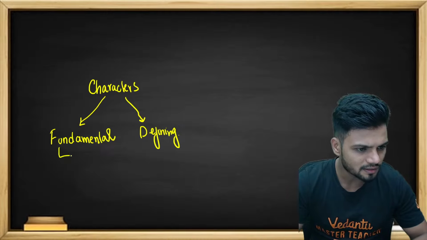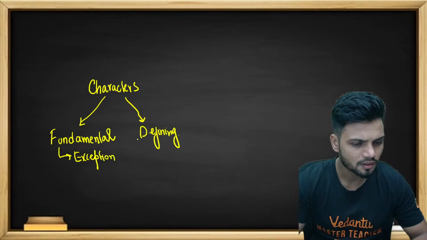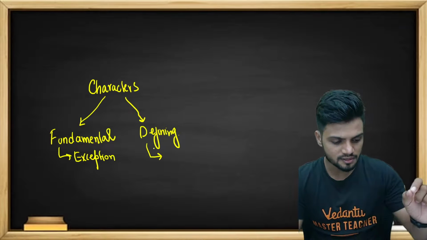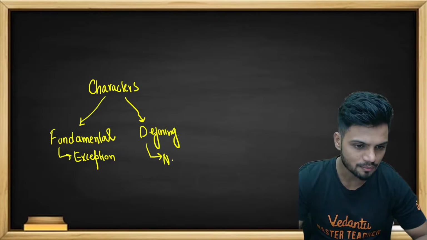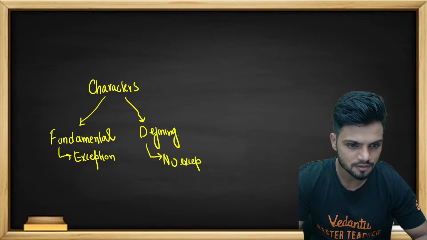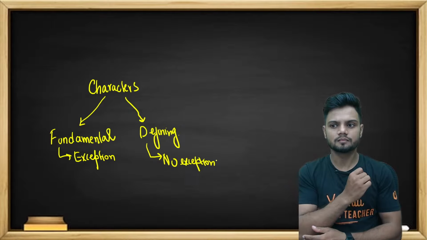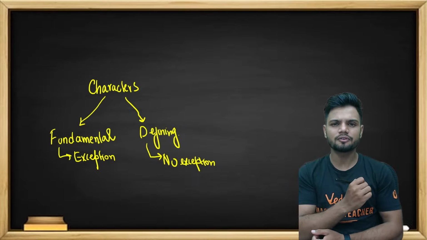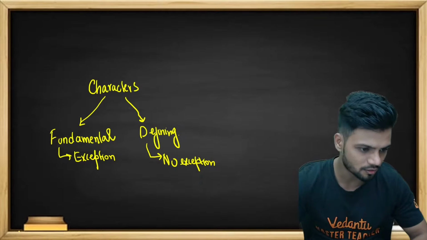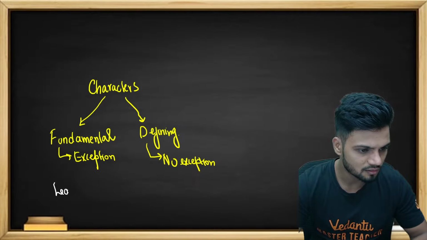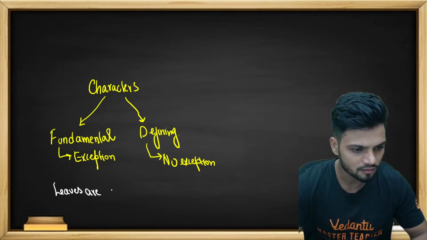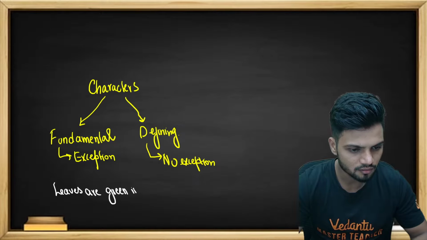A fundamental character will have certain exceptions. There can be certain exceptions here. But if I tell you a character is defining, it means that there are no exceptions whatsoever. For example, if I tell you right now, plants' leaves are green in color. Simple statement: leaves are green in color.